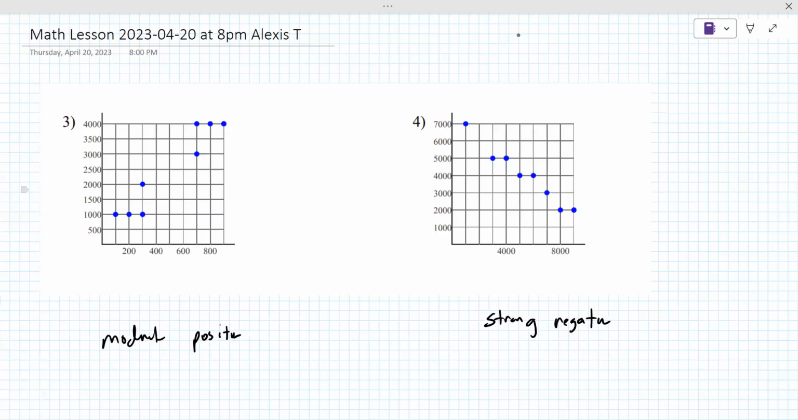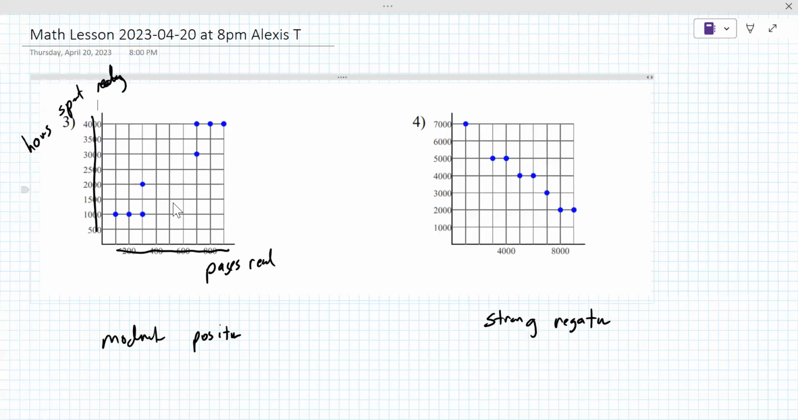So let me try to make up, and let's forget about the scales here. Let me just give some. Let's say this is pages read in a book, and hours spent reading. Okay, how would you turn this into what they say an interpretation?